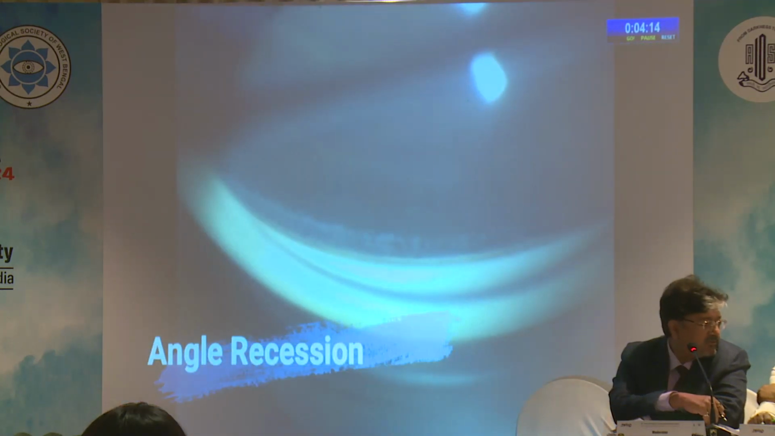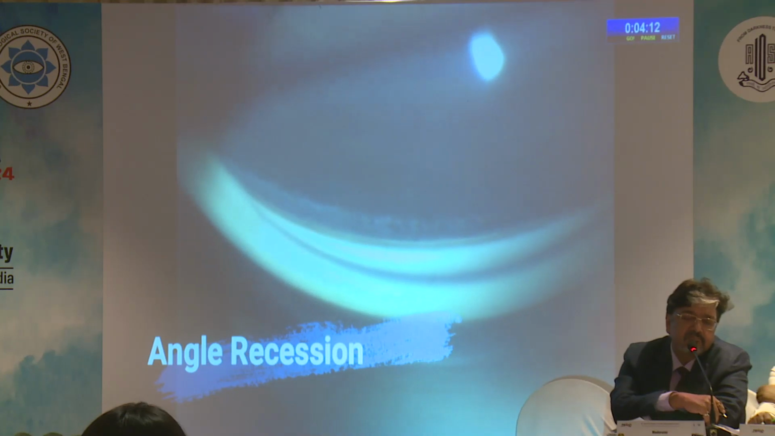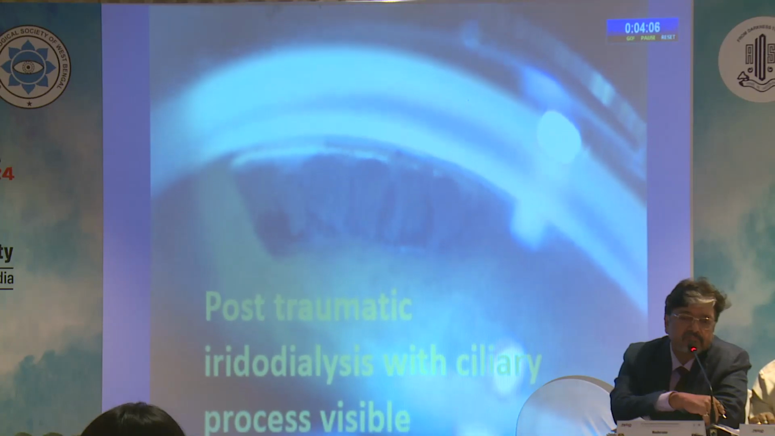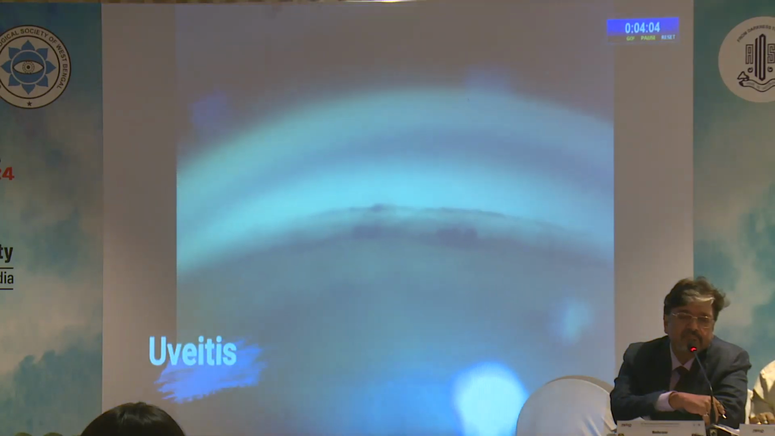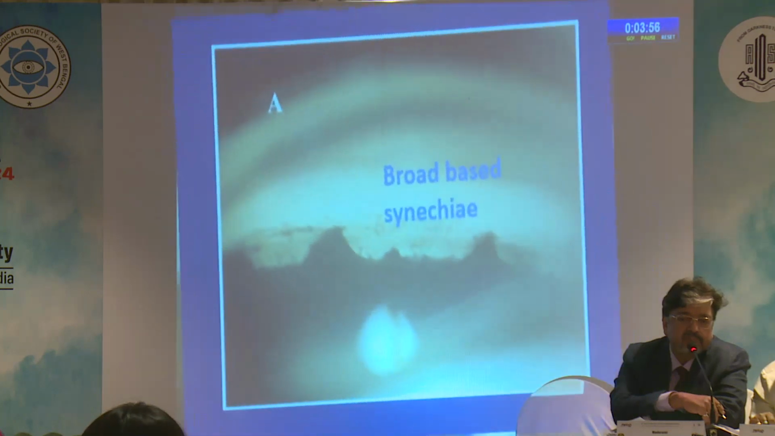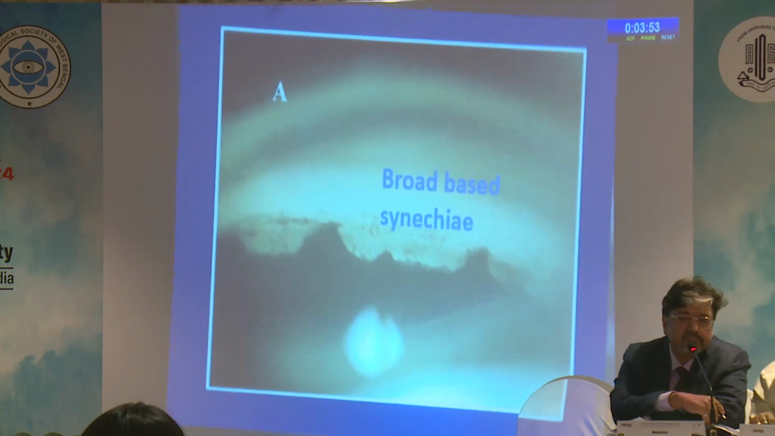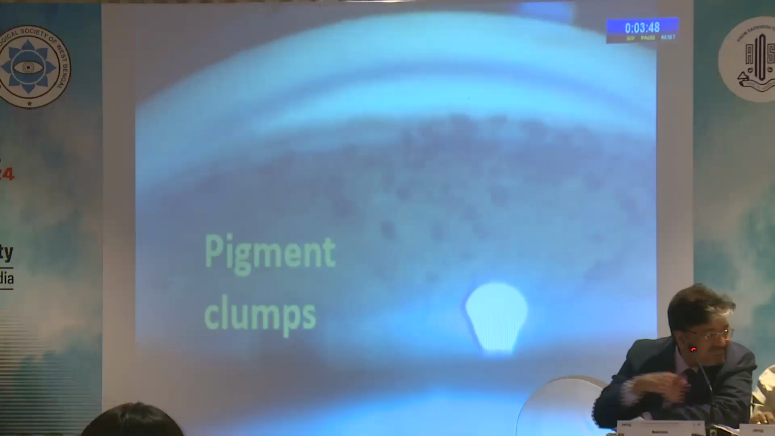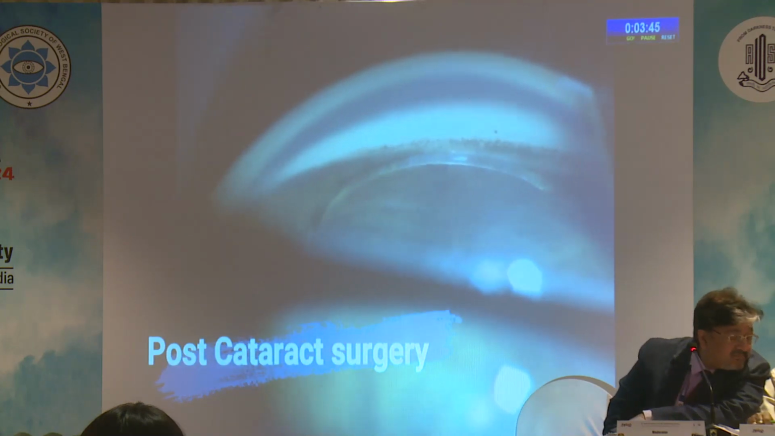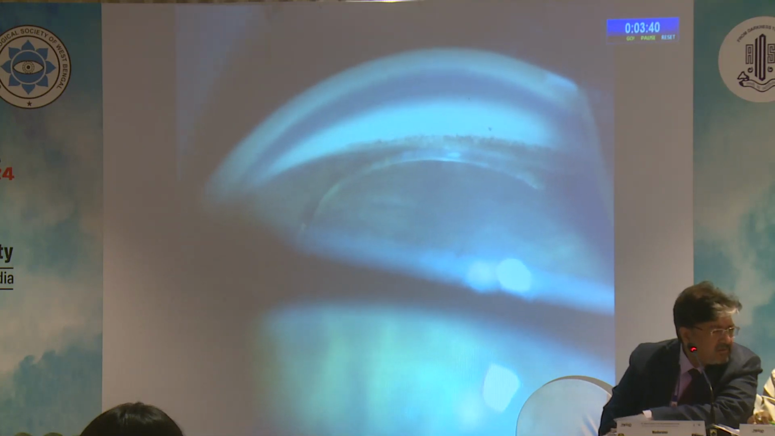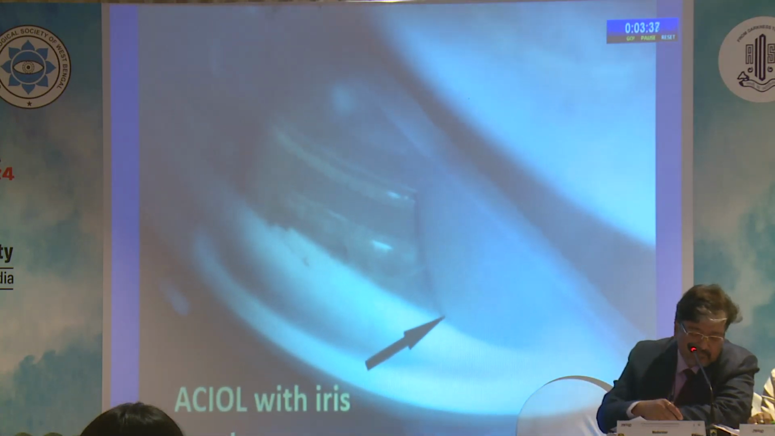In angle recession, we see irregular widening of the ciliary body band. Post-traumatic iridodialysis with ciliary processes visible. In uveitis, we can see either an open-angle glaucoma or a closed-angle glaucoma with variable presentation having broad-based synechiae, and sometimes we can even see pigment clumps getting accumulated. Post-cataract surgery, we can have the PCIOL haptic getting rubbed and liberating pigments, causing uveitis and glaucoma, ACIOL with iris bombe formation.